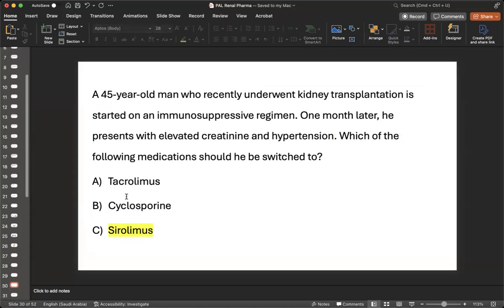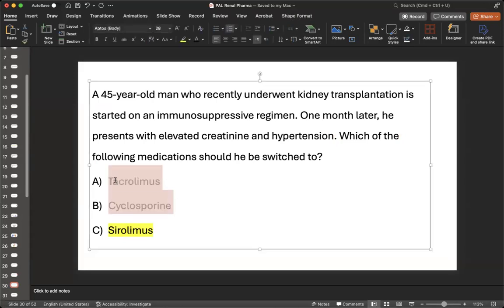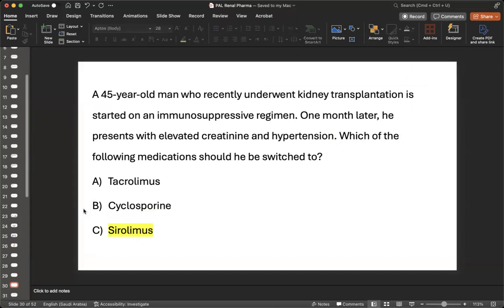Okay, so tacrolimus and cyclosporin are nephrotoxic. Sirolimus is not nephrotoxic. Tacrolimus and cyclosporin are calcineurin inhibitors. They prevent the transcription of IL-2, whereas sirolimus prevents the IL-2 signal transduction in T cells. Okay, that's it for this session.